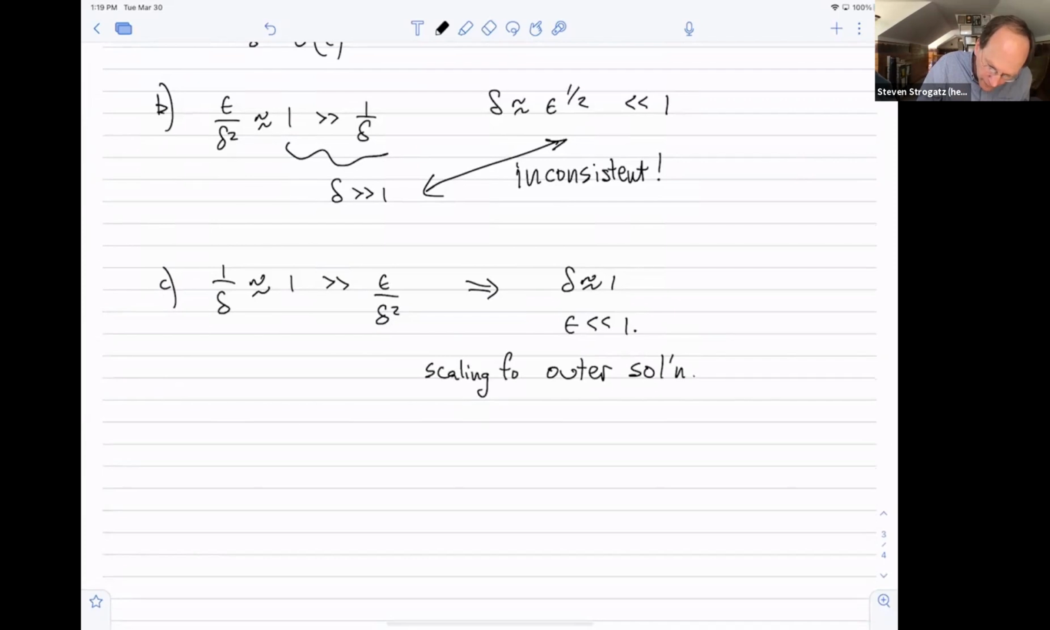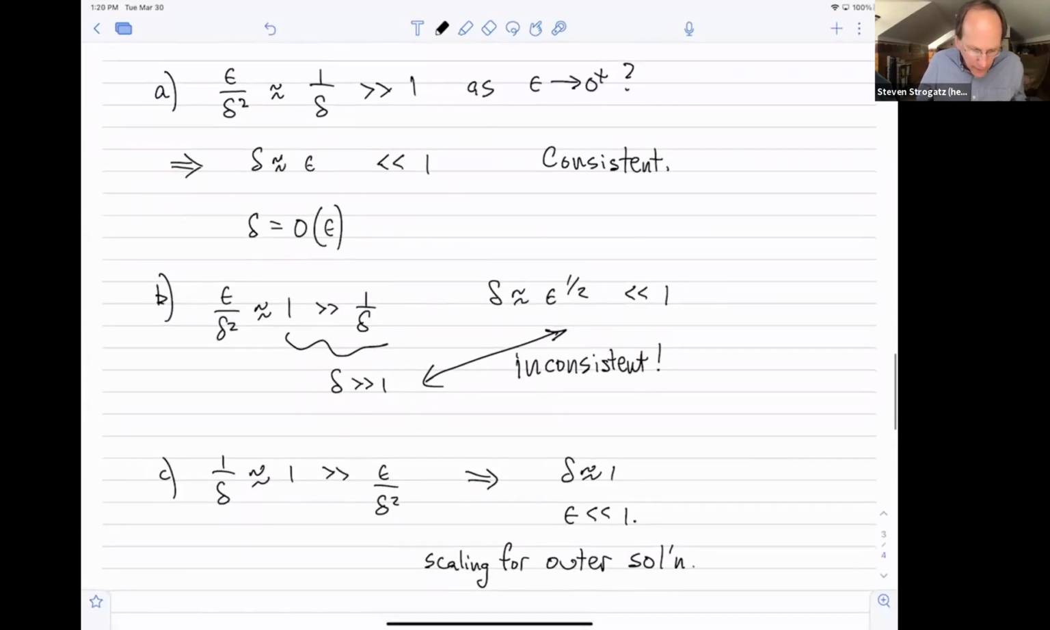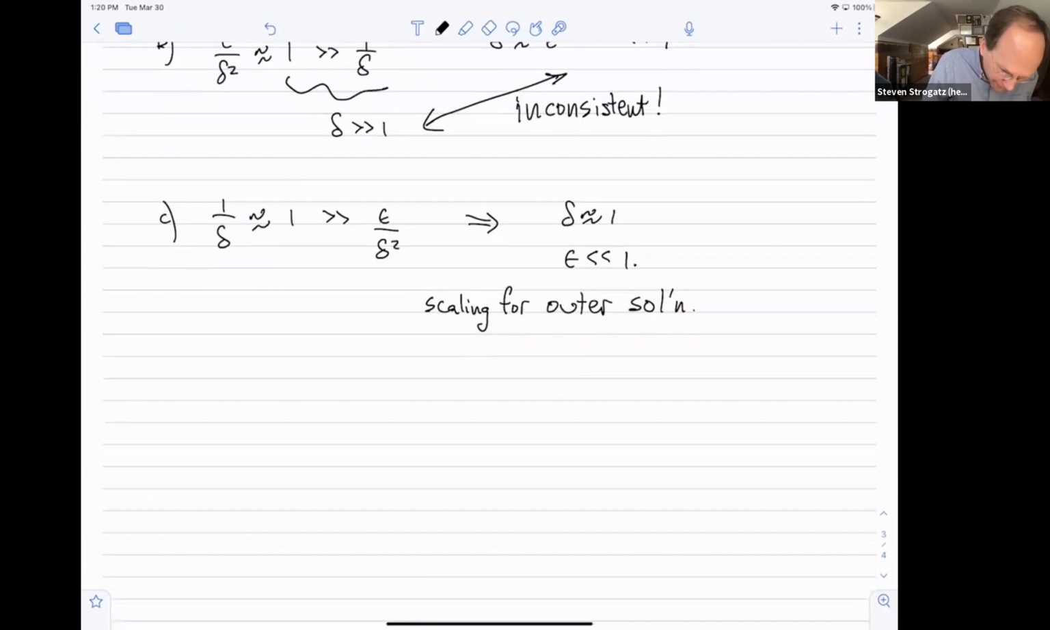So this is the scaling for the outer solution. We've already talked about that. And so B and C are ruled out for that reason. And so we really want to focus on case A, which is that the boundary layer has thickness proportional to epsilon, would be the conclusion from this part of the argument.